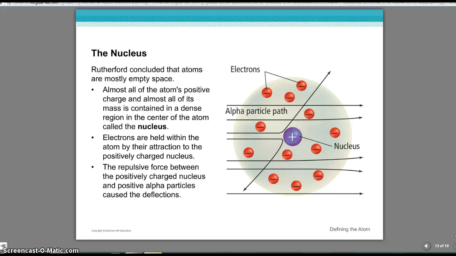That was the only way he could explain what he was seeing in his experiment, that there was something with a lot of mass and density in the middle, and those alpha particles were bouncing off rather than just passing straight through all of that positive mass that they thought was in there to begin with. So now scientists know, yes, there are electrons, but they also know that there's something in the middle of an atom called the nucleus that has a positive charge.